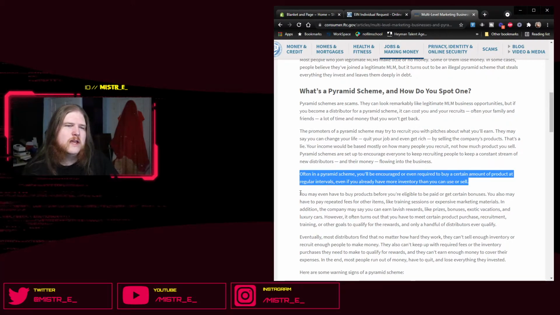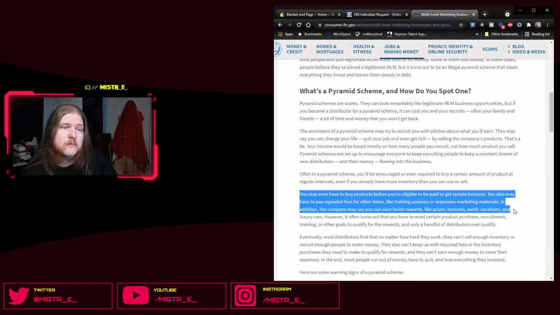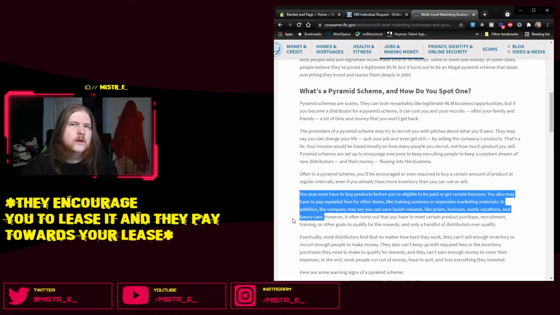So it says here, you may even have to buy products before you're eligible to be paid or get certain bonuses. You also may have to pay repeated fees for other items like training sessions or expensive marketing materials. In addition, the company may say you can earn lavish rewards, prizes, bonuses, exotic vacations, and luxury cars. Stop right there for a second. I know with Monat, the hair care MLM, you can earn, I think it's a Cadillac Escalade, and they give that to you. But you have to maintain your level in the company to do it.